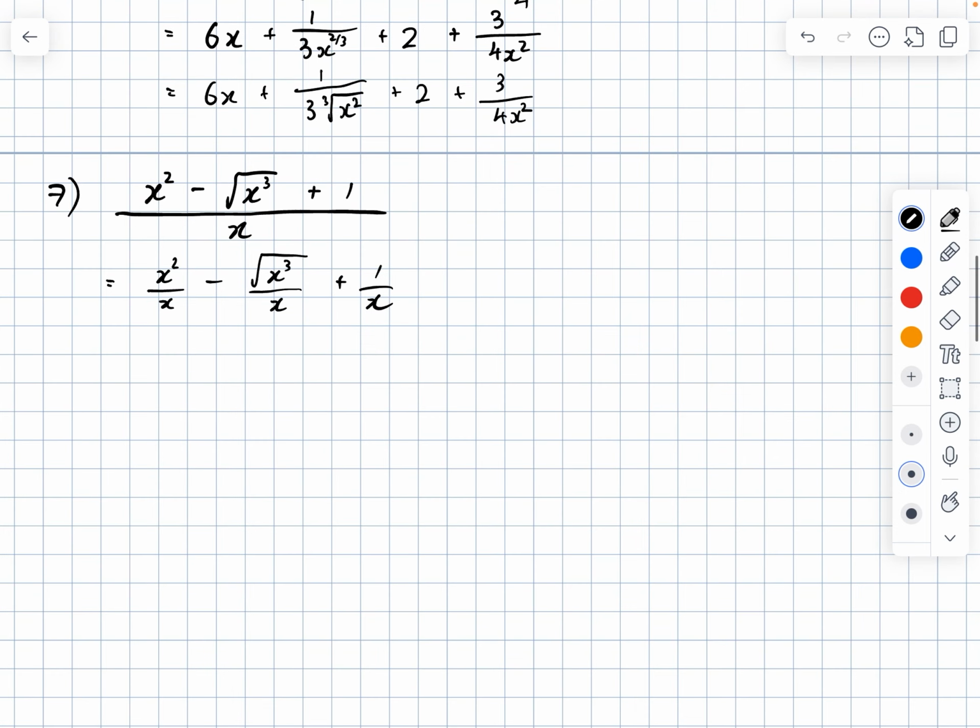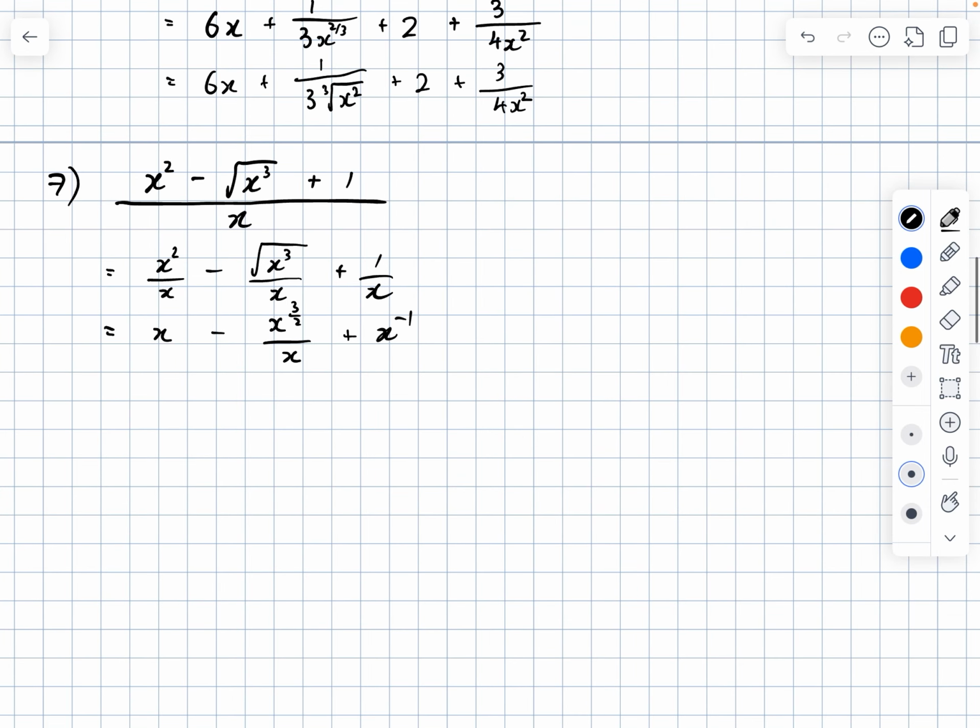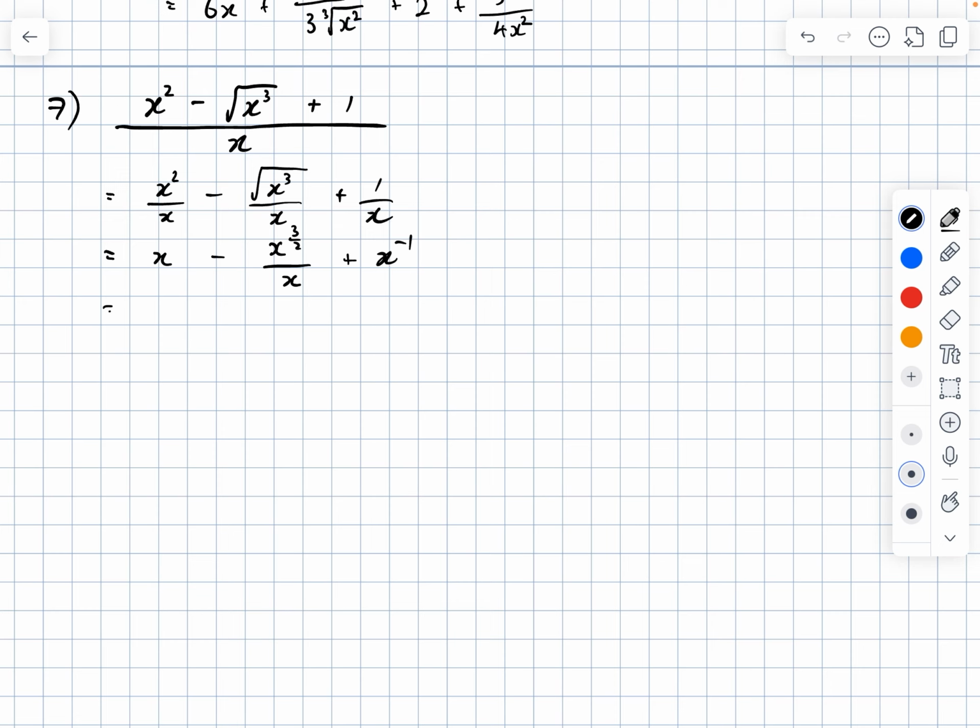We can then simplify this. x squared over x is just x. We can't quite simplify this next term yet. We have to change this to x to the power of 3 over 2 over x plus, and 1 over x, to be differentiated, needs to become x to the power of negative 1. So finally, tying up this middle term, x to the power of 3 over 2 divided by x.